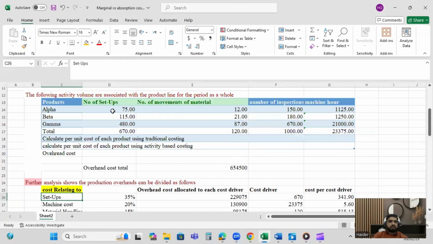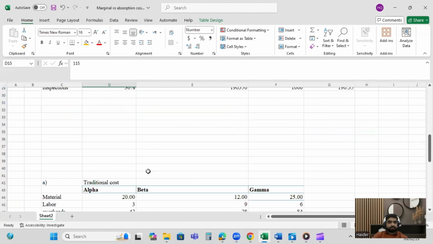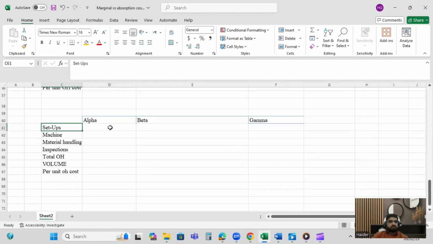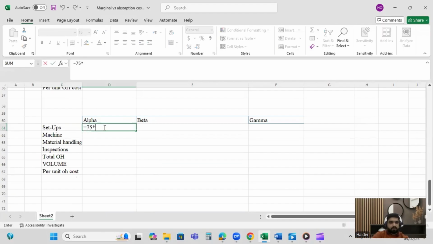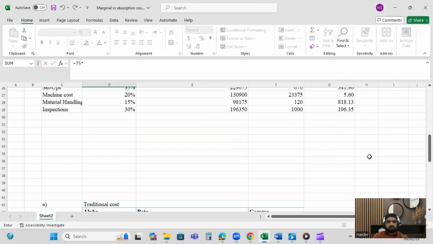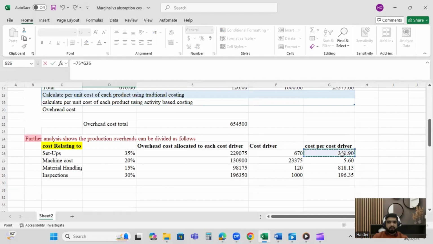341.90, and for product alpha, 75 setups. For product beta, 115 setups. And for product gamma, 480 setups. 75, 115, 480. The number of setups for product alpha is 75. 75 setups times per setup cost, which is already calculated by us. So this is the cost driver.